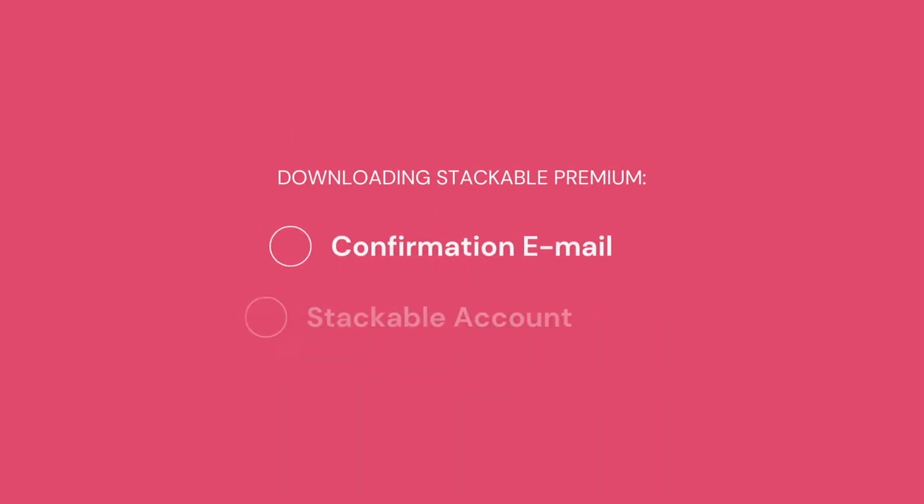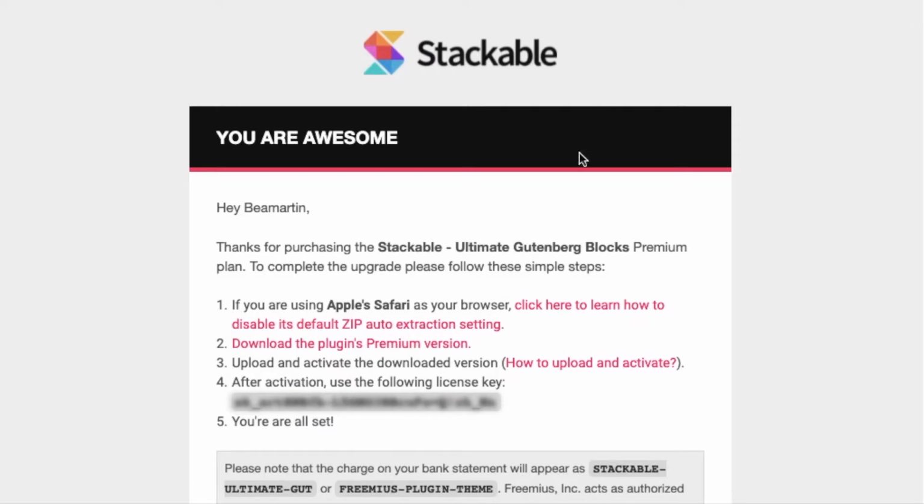The first step is to download Stackable Premium. There are two places where you can download it, either through the thank you email you received after your purchase, or from the Stackable login page. After you purchase Stackable Premium, you'll receive a confirmation email at the email address you used to sign up. There should be a download link for the plugin inside the email. Just download the file and we'll get back to it later on.